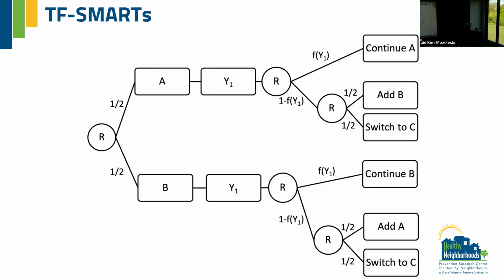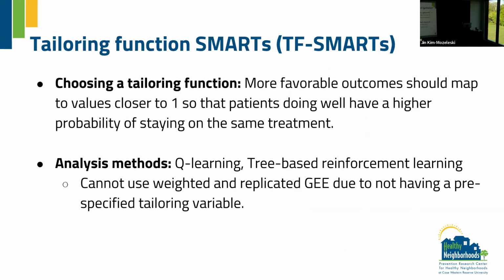I take it this is sort of a machine learning situation then, is that correct? Some of it was machine learning. The tree-based reinforcement learning was machine learning. The Q-learning we did with just linear models, and we did assume linear relationships, so it worked out well.